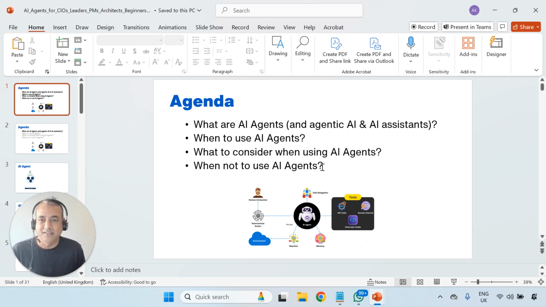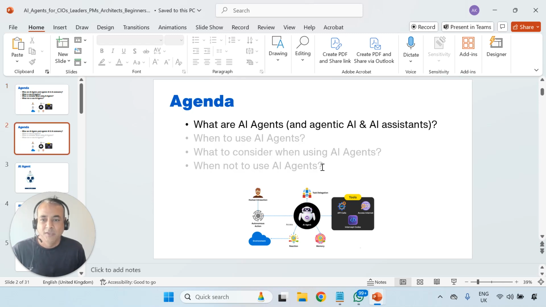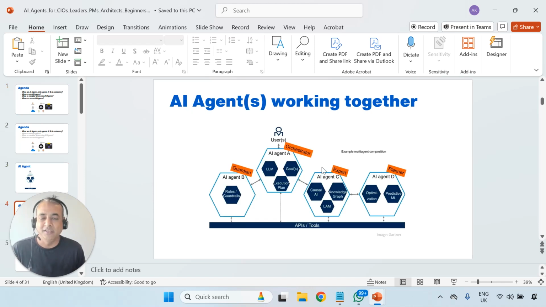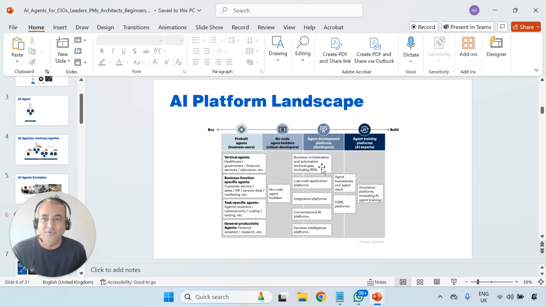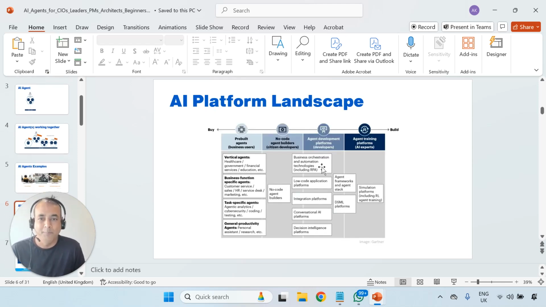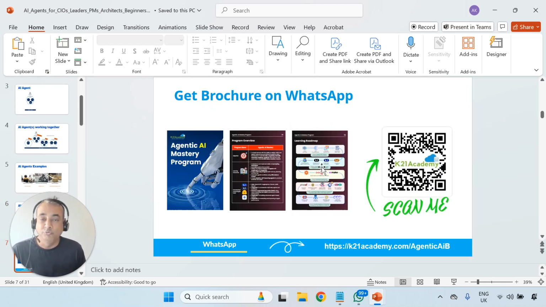In that video, we'll be talking about what AI agents are, everything about AI agents, including how multi-agents work together in order to build AI-based agent applications. We'll also look at examples of AI agents in different industries, and also the AI platform landscape as well. Also in that, I'll give you the link of this whole roadmap and path, including the free class.